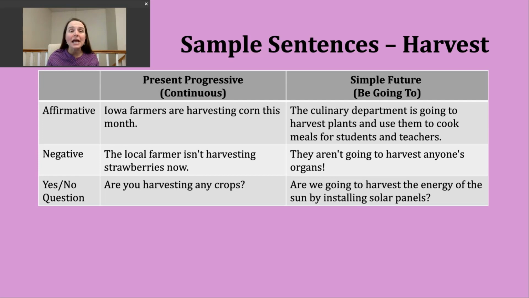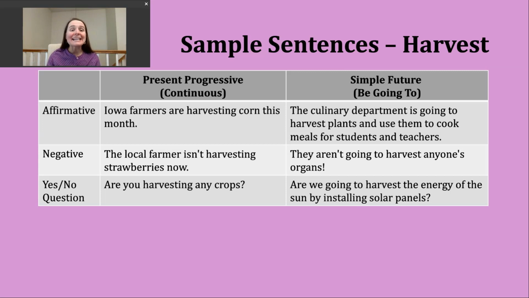So let's take a look at an example sentence. Iowa farmers are harvesting corn this month. Okay, so in this sentence, I'm describing my home state where I live and an action that is ongoing. This particular month is not complete. This is an action that will be ongoing during the month of October.